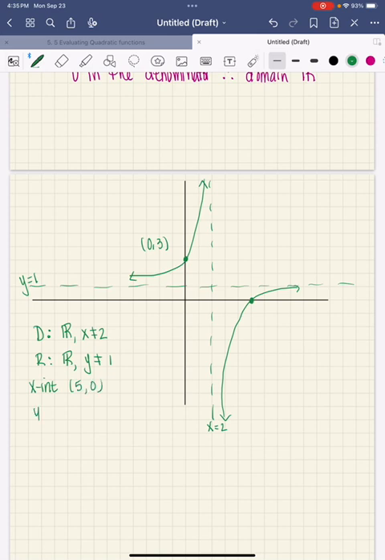There's a couple problems in the book where you're asked to analyze the graph. The y-intercept is at 0, 3. The horizontal asymptote comes from your range. The horizontal asymptote is at y equals 1. The vertical asymptote is at x equals 2. So there's a couple problems where you're asked to analyze the graph.